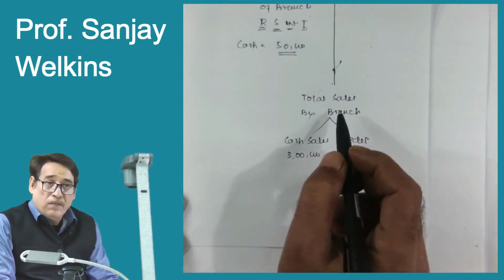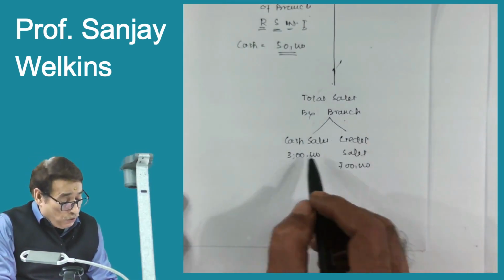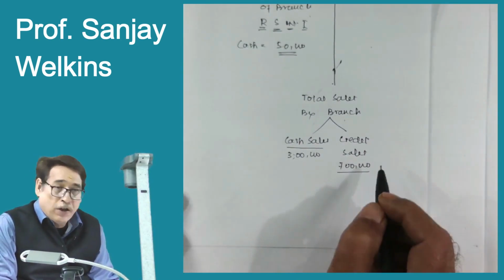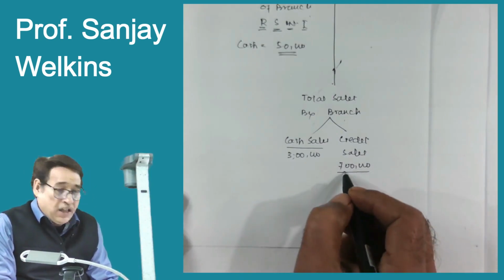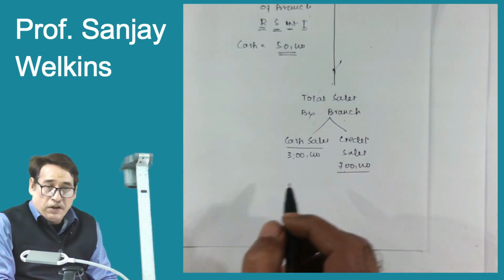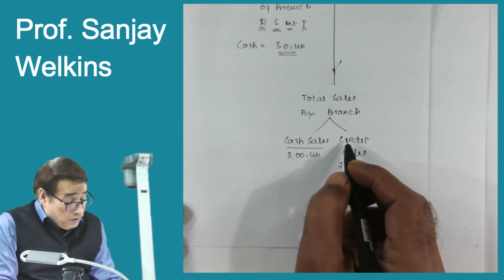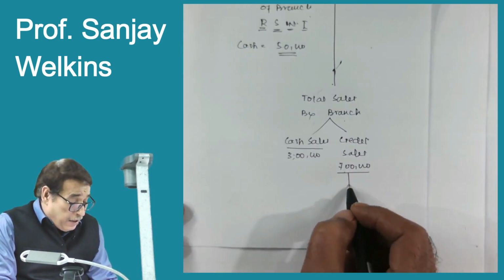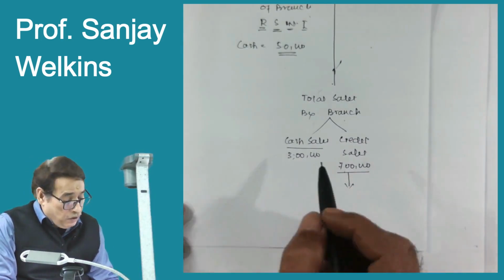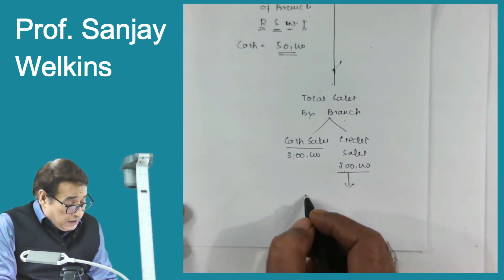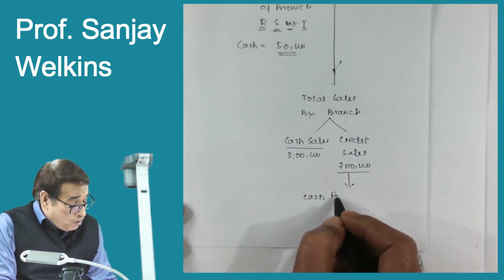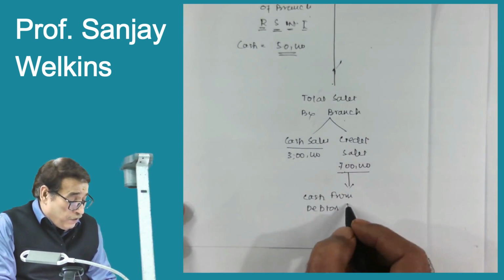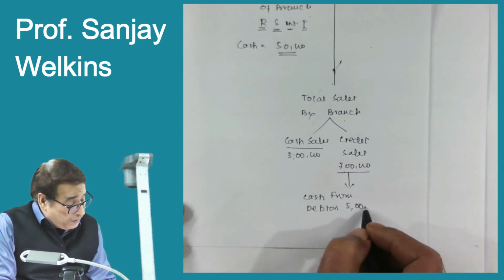Total sales done by branch amount to almost 10 lakhs, out of which cash sales amounted to 3 lakh and credit sales amounted to 7 lakh. Credit sales means these are our debtors of branch, correct? So branch sold goods on credit worth rupees 7 lakh, and by the end of this accounting year, pay attention, we were able to receive cash from debtors. Out of this 7 lakh, let us say we were able to receive 5 lakh.